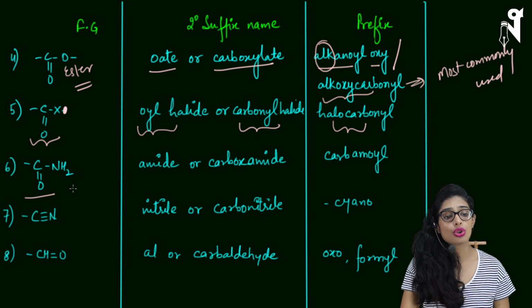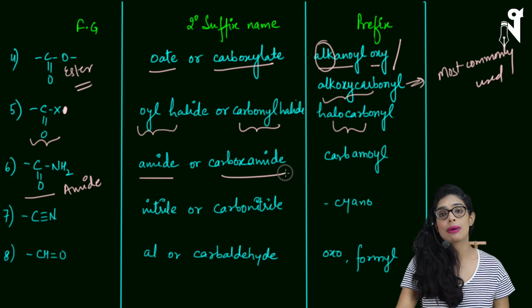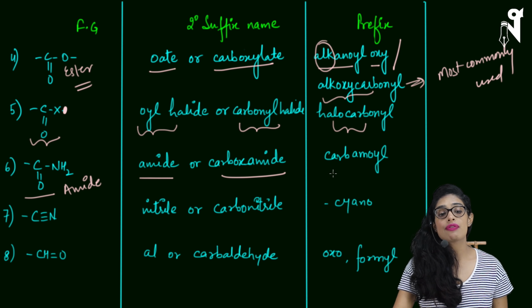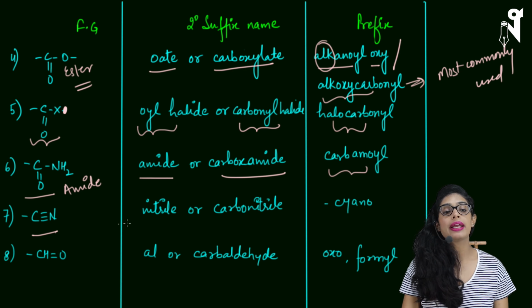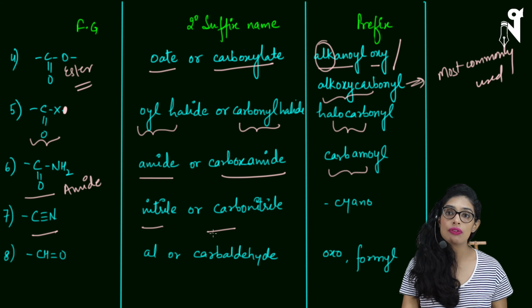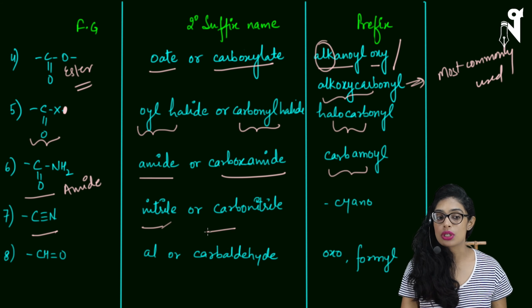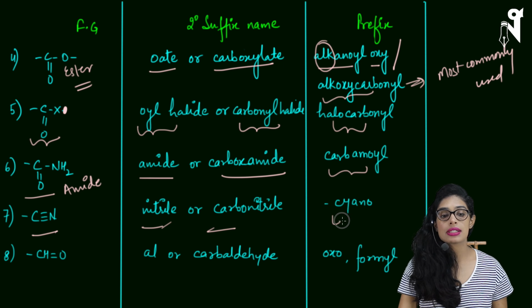Next is the CONH2 group. This is called the amide group. The secondary suffix for this is amide or carboxamide. Any of these can be used depending upon the situation, or if you have to use it as a prefix, it will be carbamoyl. Next is C triple bond N. This is called nitrile or carbonitrile, again depending upon the type of chain we are choosing, and I'll explain where we have to use nitrile and where we have to use carbonitrile as a secondary suffix. If it is acting as a prefix, then it is cyano.